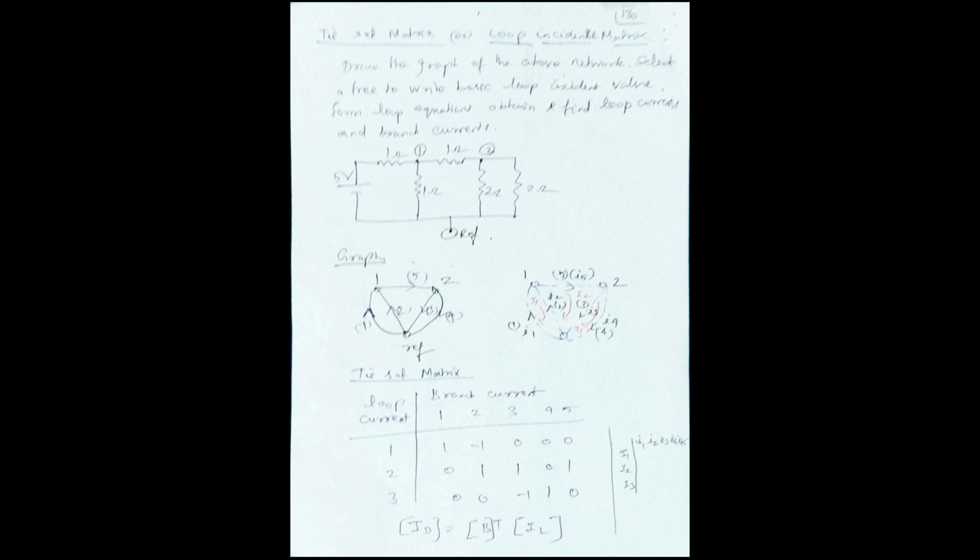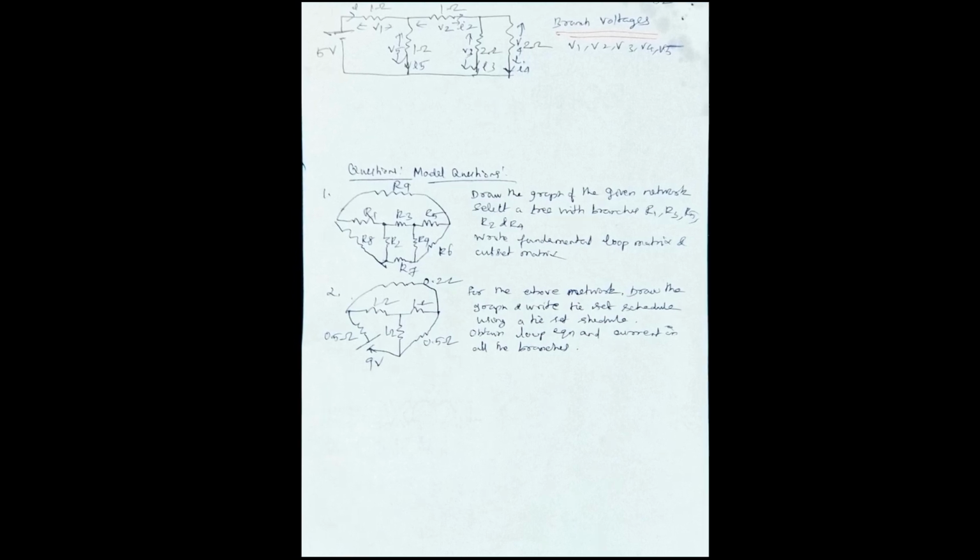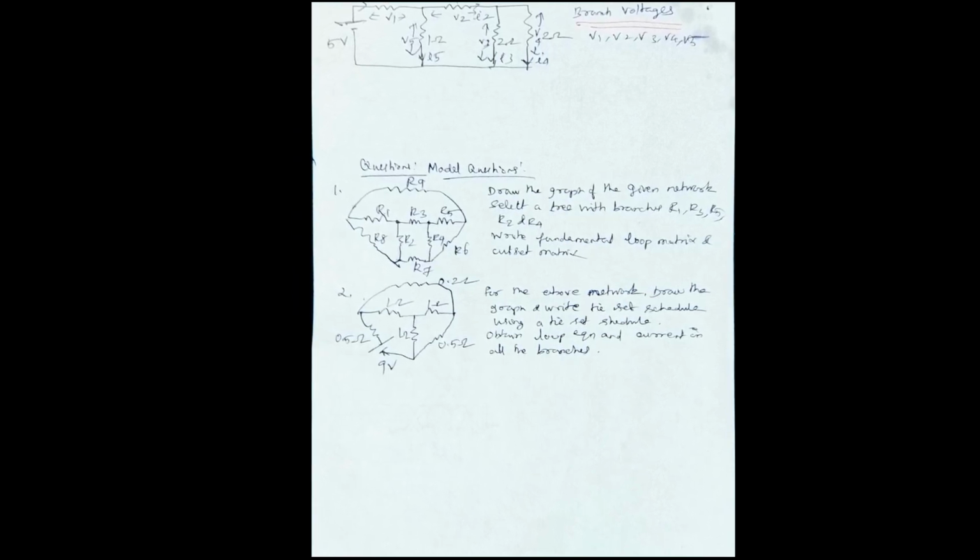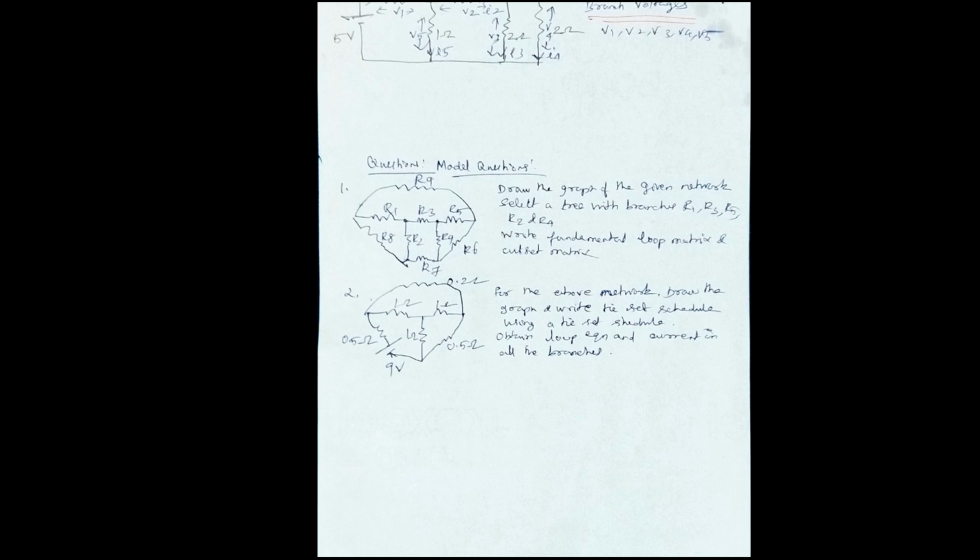The matrix IB is equal to B transpose matrix into IL matrix. Small I1 is equal to I1, small I2 is equal to minus I1 plus I2, small I3 is equal to capital I2 minus I3, small I4 is equal to capital I3, small I5 is equal to capital I2.